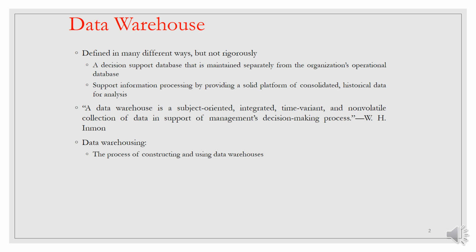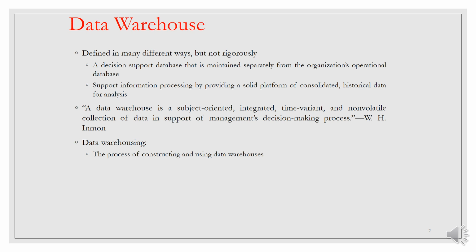It can be defined in different ways. It is a collection of heterogeneous sources and a decision support database, because the data present in a data warehouse is analyzed and processed for the next step. So it is a decision support database that is maintained separately from the organizational operational database. It supports information processing by providing a solid platform of consolidated historical data for analysis.